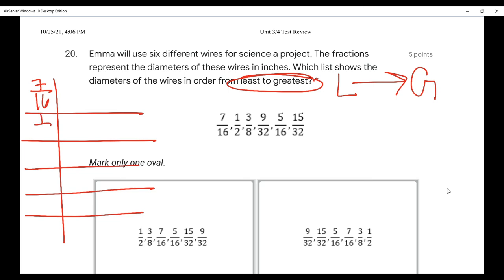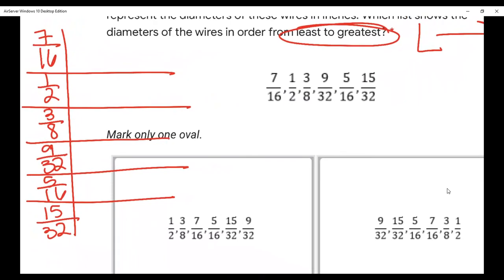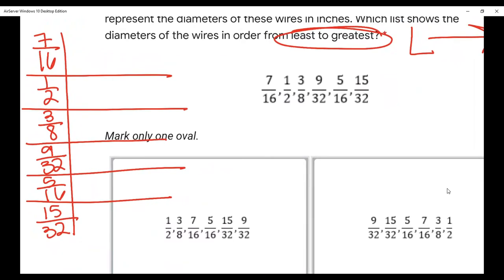7/16, 1/2, 3/8, 9/32, 5/16, and 15/32. Okay, so these are all fractions. So I think I'm going to get a common denominator, and I can see if I can multiply by something to get to 32. So the ones that are already 32, I'm just going to rewrite because they're done. So 9/32 is going to stay, and 15/32 is going to stay.